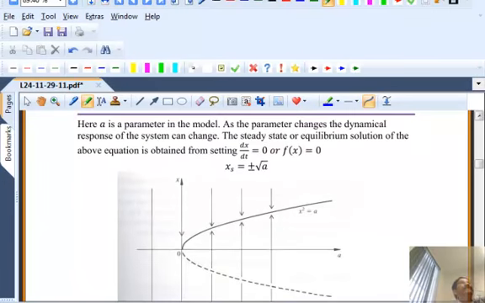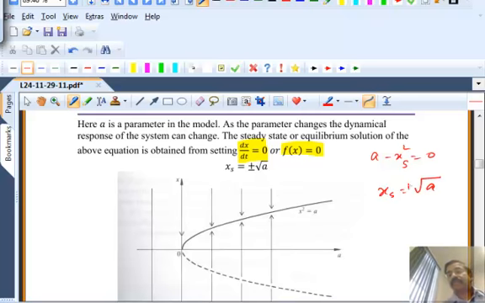So, as we said, I'm going to first find the steady state solution. That means I'm going to set dx/dt equal to 0, which means f equal to 0. And the equation, if you remember, is a minus x squared equal to 0. I put a subscript s to indicate that it's a steady state. So x_s is equal to plus or minus the square root of a. Those are the two solutions. So that is the steady state solution. What this tells me is the steady state solution depends on the parameter a. So if a is negative, do I have a real solution?